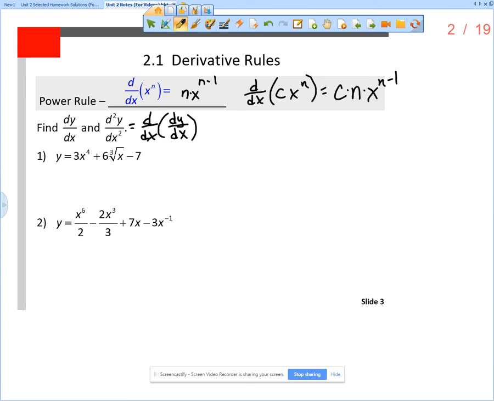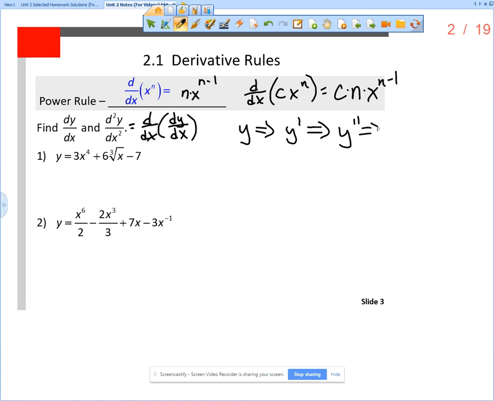So in other words, we're finding the derivative of the derivative, which we refer to as the second derivative. The way we read this is d squared y dx squared. If we were using prime notation, we would say y leads to y prime, which is the derivative, and then y prime leads to y double prime, which would be the second derivative of y.